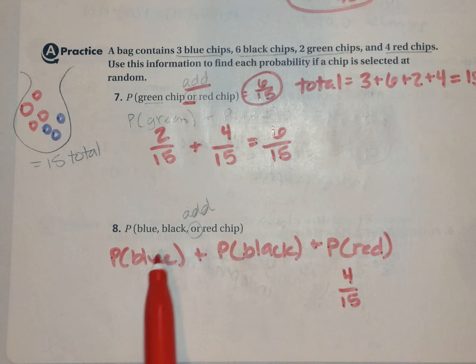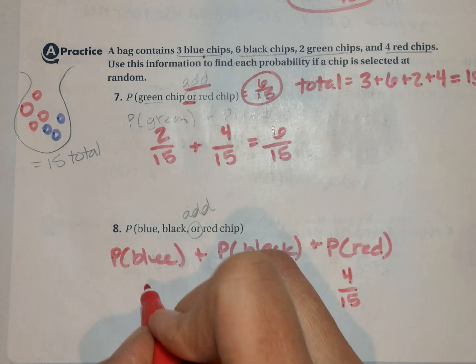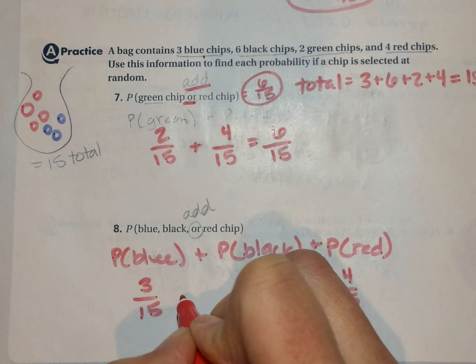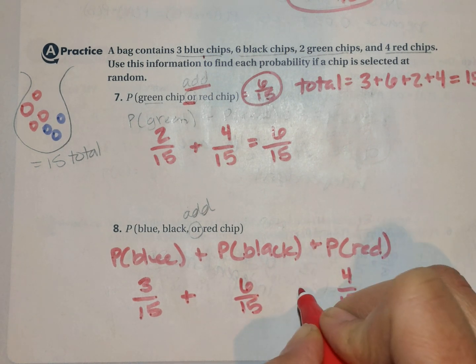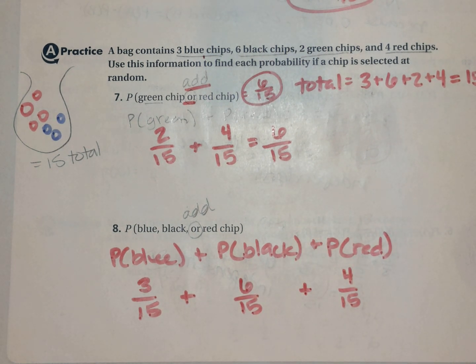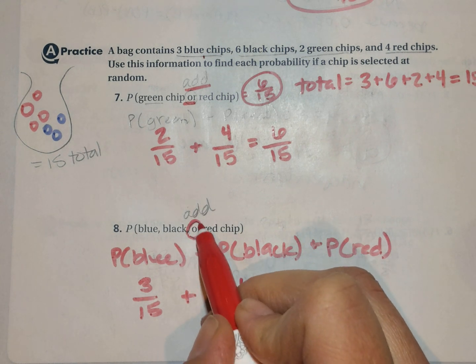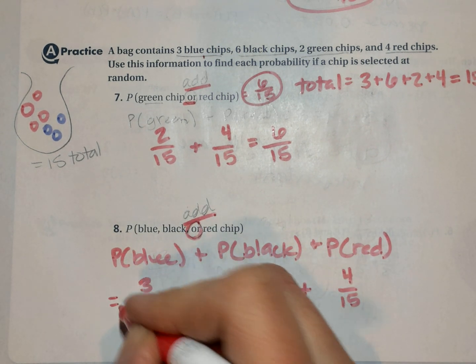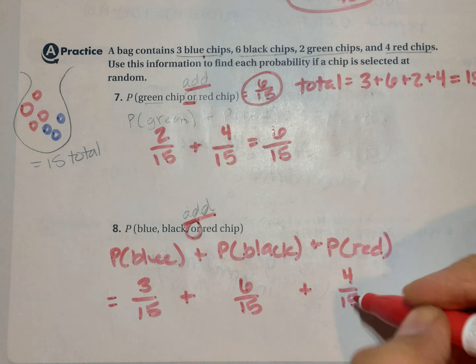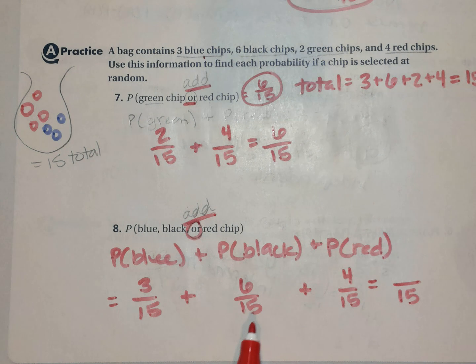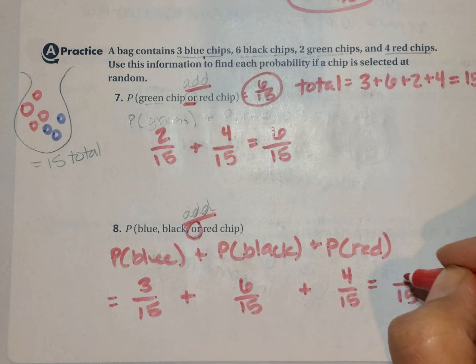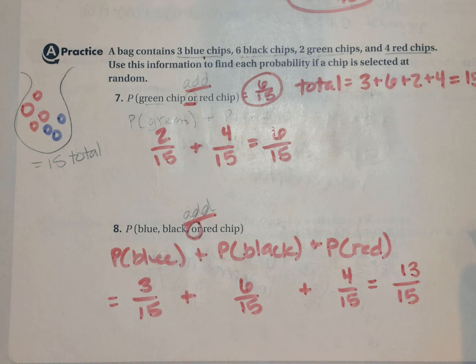Then I just have to look back at the problem. Probability of blue, there's 3 blue chips, so 3 out of 15. The black, there's 6. 6 out of 15. And just add all of those up since it says or. Whenever you see or, add. So since they all have the common denominator of 15, I know my answer will have a 15 on the bottom, and I have to just add the top numbers. 6 plus 4 is 10, plus 3 is 13. So 13 out of 15.